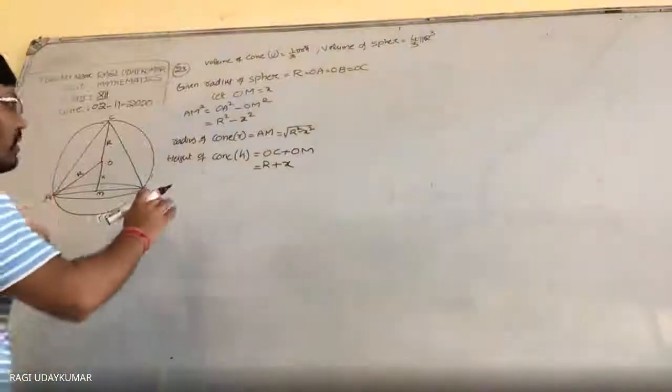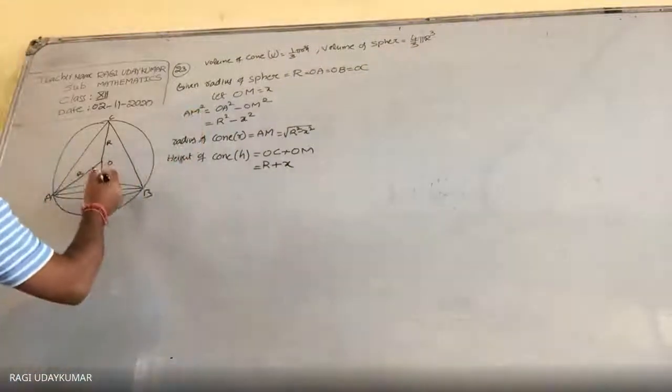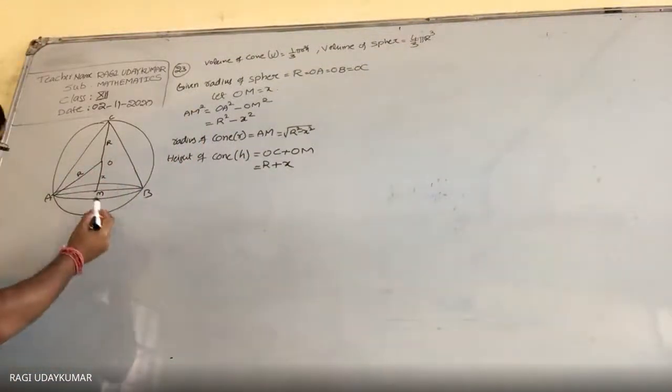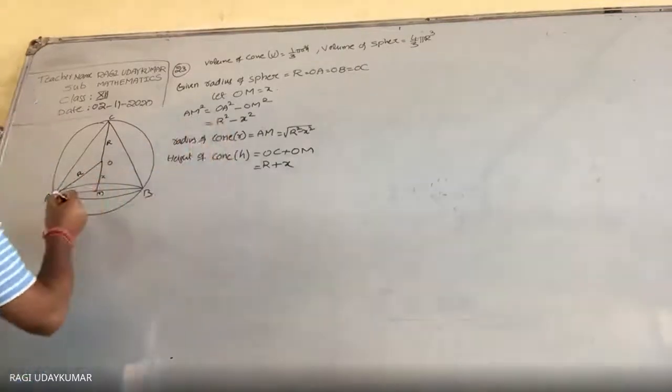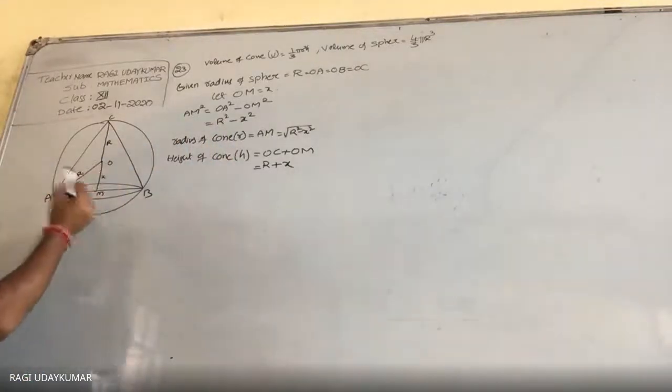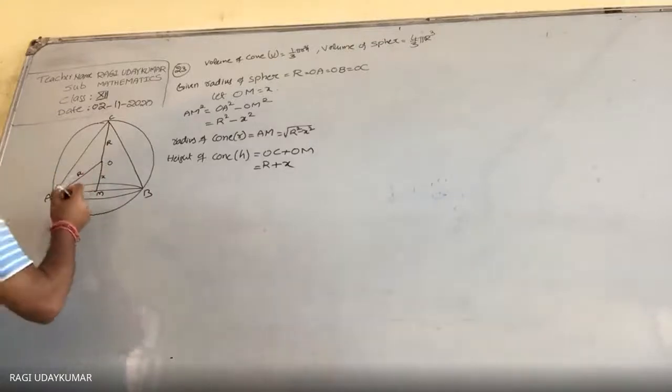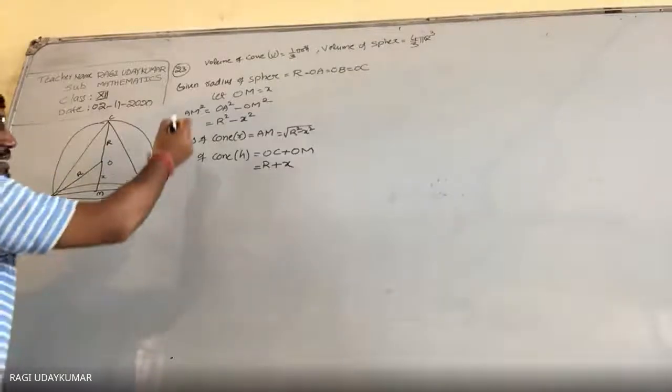AM is the radius of the cone. So the radius of the cone AM you can find out in the triangle OAM, by taking triangle OAM into consideration and applying the Pythagoras theorem.